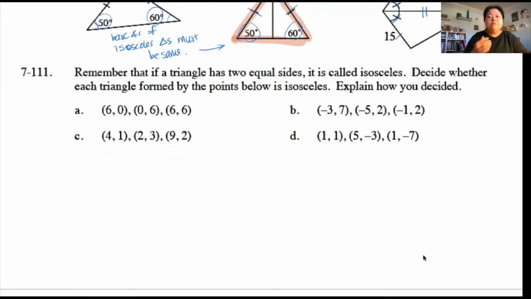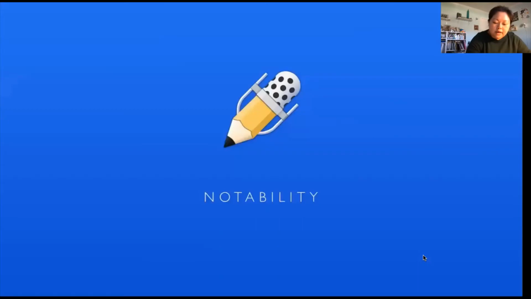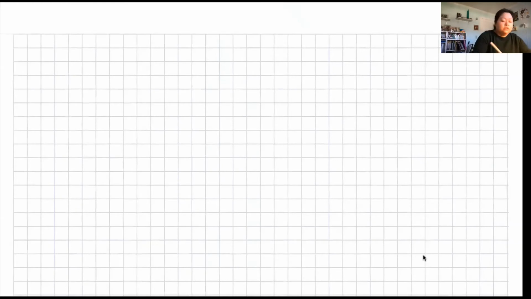Okay. The next problem you need graph paper, it's actually easier with graph paper. It says, remember, if two triangles have equal sides, it's called isosceles. We're going to decide how each of these are isosceles triangles or not. So I'm going to get a piece of graph paper here. Okay, all right, so this is 7-111. All right, there's a couple of them, right?